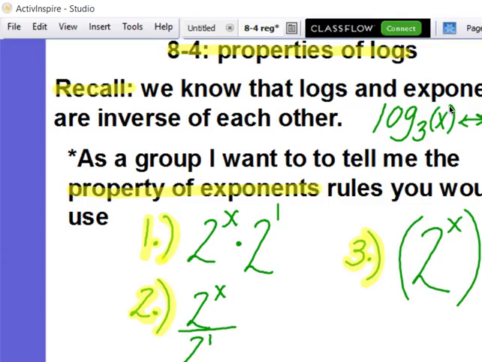So recall that we know that logs and exponentials are inverses of each other. For example, log to the base 3 of x, its inverse would be base 3 to the x, right? Base 3, log to base 3 that. Okay, so as a group, I want you to remember back to like the first lesson of the year, which was properties of exponents. And remember we had a little song. When you multiply the same base, you add. When you divide, then you subtract. Raise a power to a power, and you multiply.